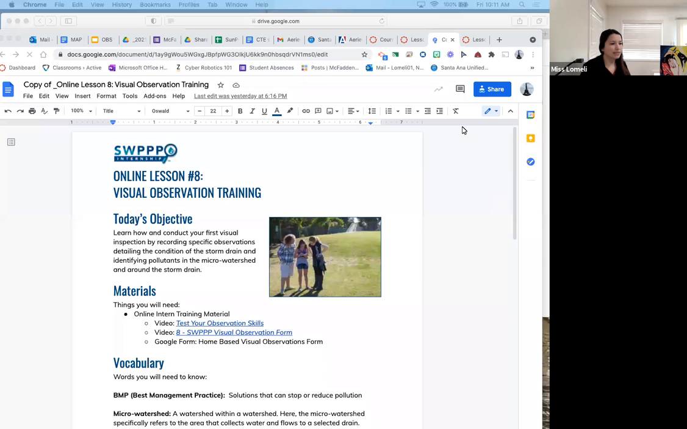All right, so today's objective is to learn how to conduct your first visual observation inspection by recording specific observations detailing the conditions of the storm drain and identifying pollutants in the micro watershed and around the storm drain.